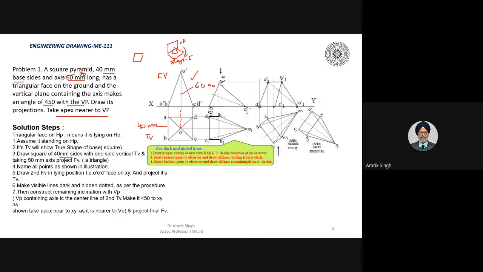Okay. So इसके लिए क्या करना है हमें? And now it says that the vertical plane containing the axis is making an inclination with VP. Draw its projection. So now we will make it like this. This side OH OC, we will mark here, and this one will be equal to this. Okay. So it is 45 degree. So we have made this.